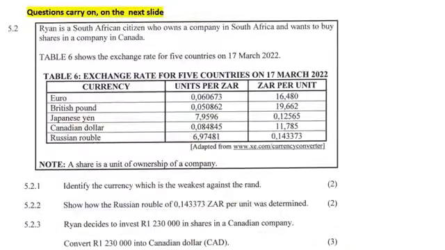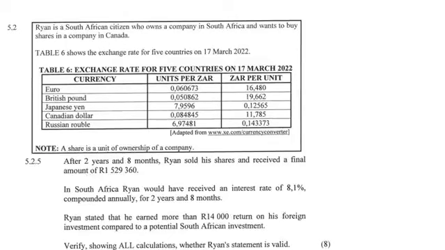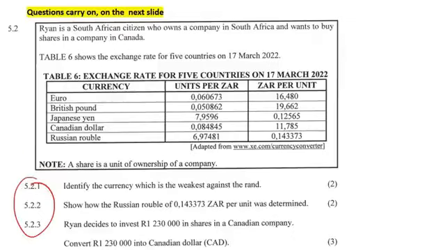So with this question, we've got some questions over here, but then remember that the questions do carry on to the next slide over there, and then also over there. Okay, so let's start and let's try to understand this. So it says, Ryan is a South African citizen who owns a company in South Africa and would like to buy shares in a company in Canada. Okay. So table 6 shows the exchange rate for 5 countries on 17 March 2022.